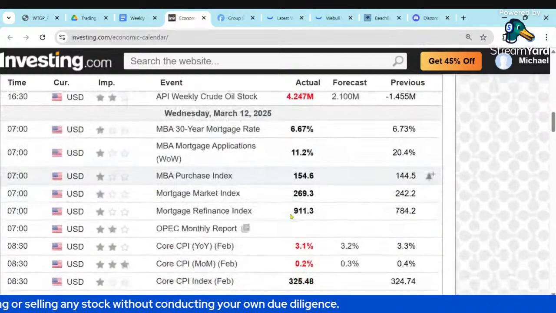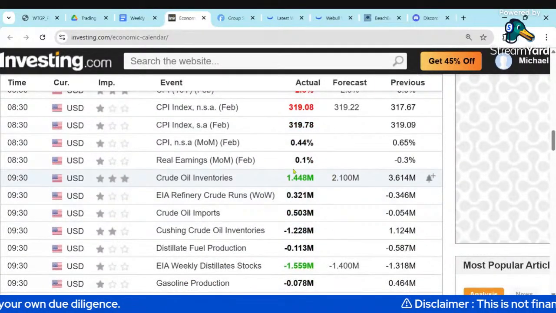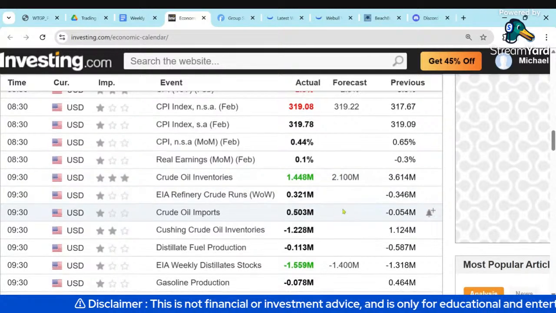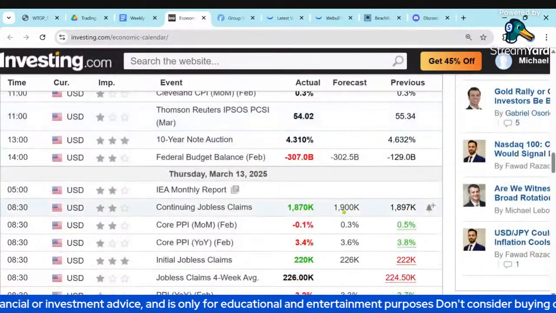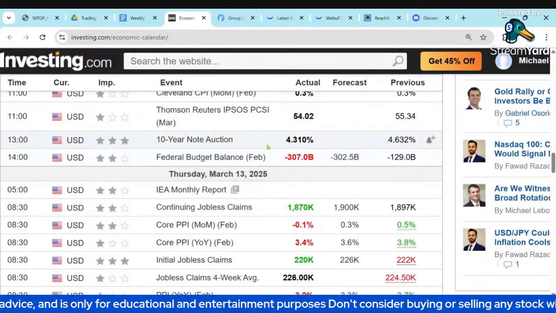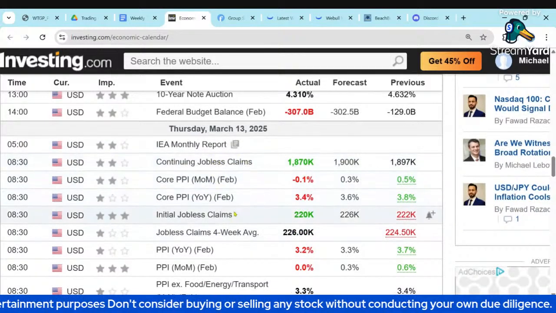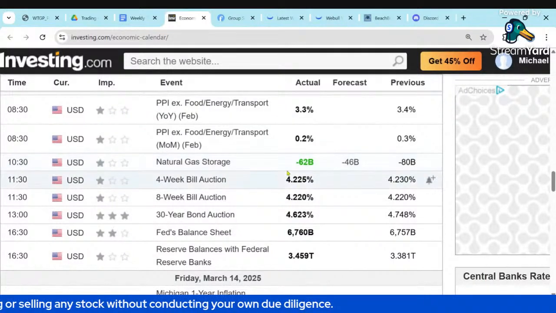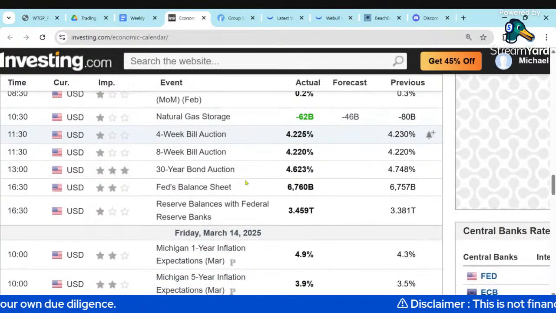Again, we talked about mortgage rates and CPI. Real earnings still positive. Oil inventories up, but less than expected. Again, we're still seeing oil prices down. Ten-year note auction, not bad. Talked about weekly jobless claims and PPI data. Natural gas storage down more than expected. The long-term trend still up. A lot of volatility in natural gas.